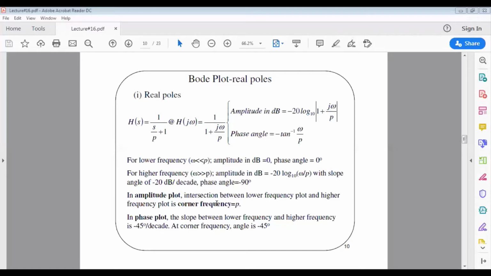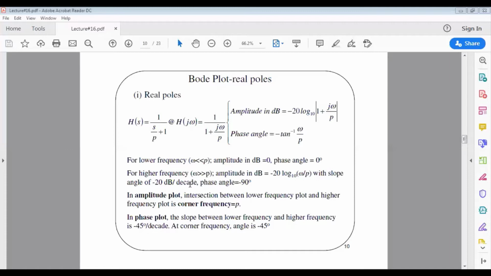All right. For the amplitude plot, the intersection between the lower frequency and the higher frequency is what we call the corner frequency, which is the location of the pole value. Whereas for the phase plot, the slope between the lower frequency and higher frequency is negative 45 degrees per decade, and at the corner frequency the angle is negative 45 degrees. I'm going to show you after this what is meant by this sentence.